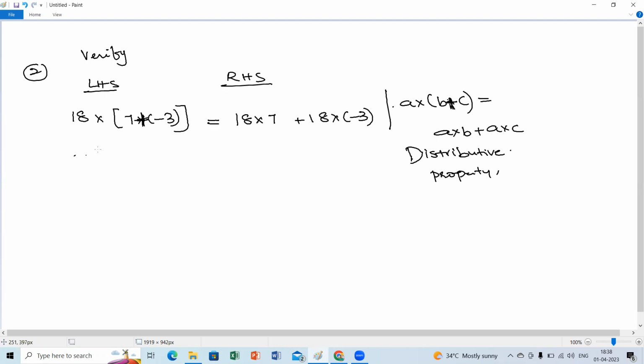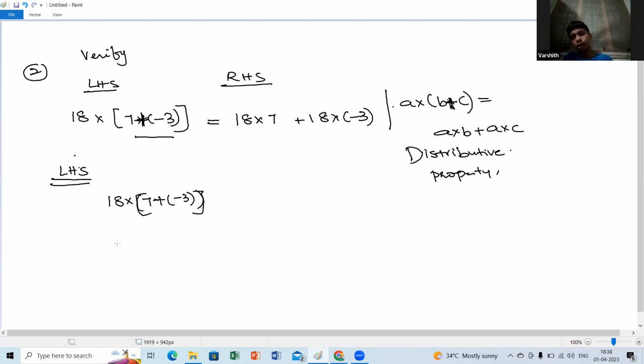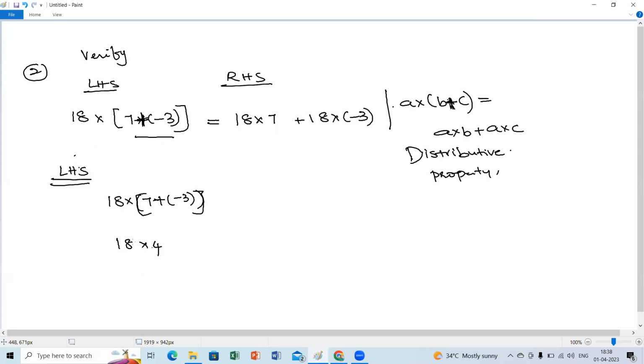Let me check. First, let me solve LHS. What is LHS? They are asking to verify. So the bracket should be solved first. What is the value of 7 plus minus 3? 4. Very good. 18 4 times how much? Ma'am, 72. Very good. LHS is equal to 72.